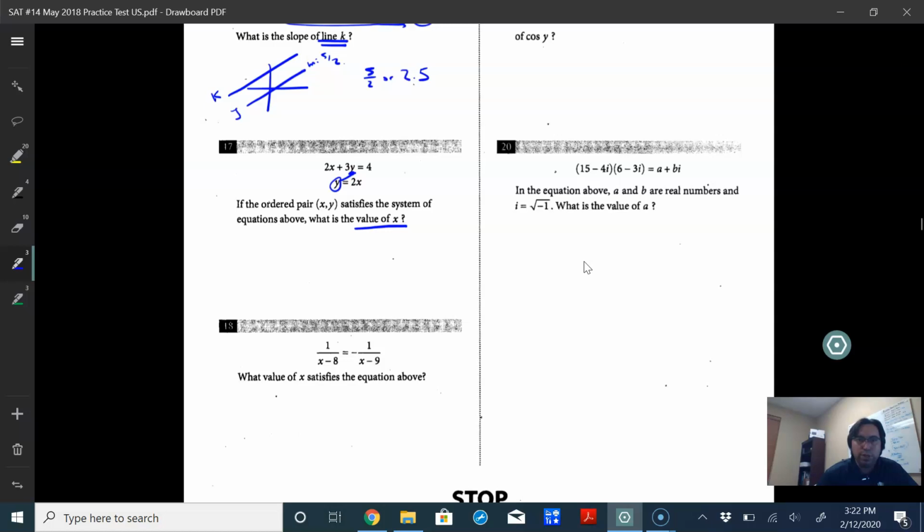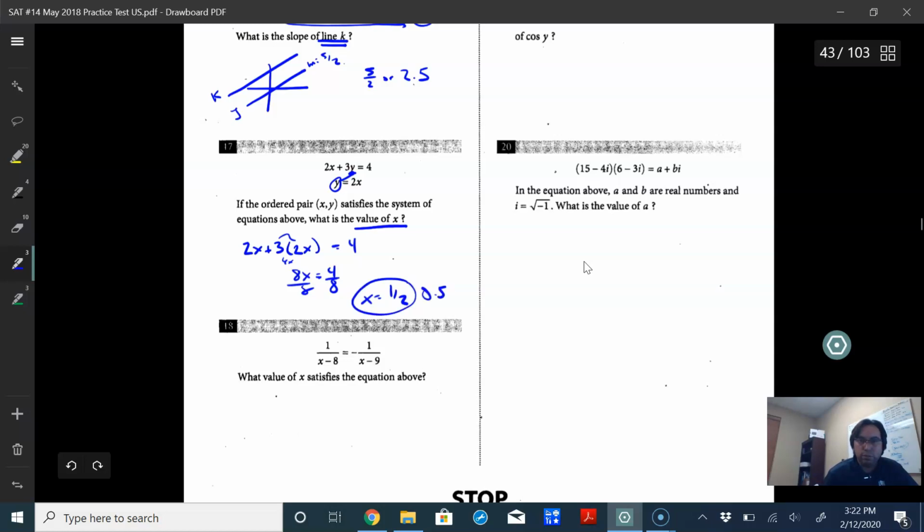So rewriting this expression, it'd be 2x plus 3 times (2x)... equals 4. So distribute, that gives me 6x right there, so 2x plus 6x gives me 8x equals 4. Divided by 8, you see x equals 1/2. And so that would be the answer choice in that one, or you could grid in 0.5. Either one will work.